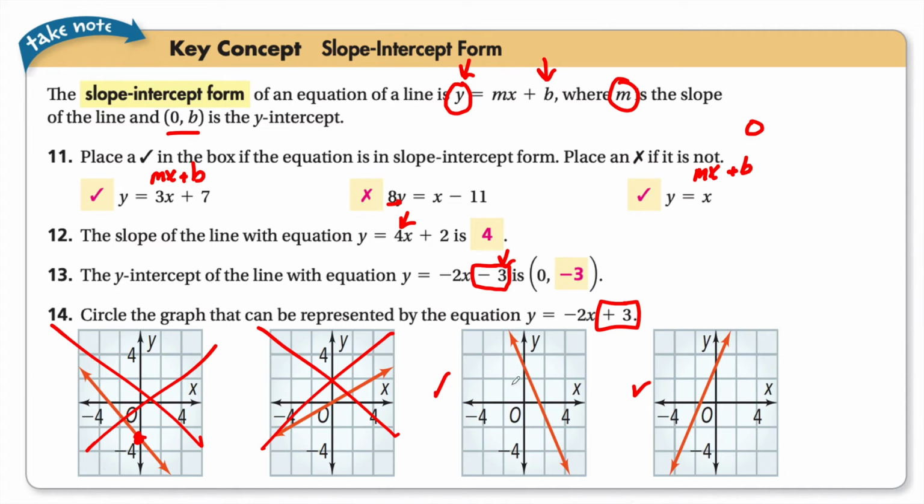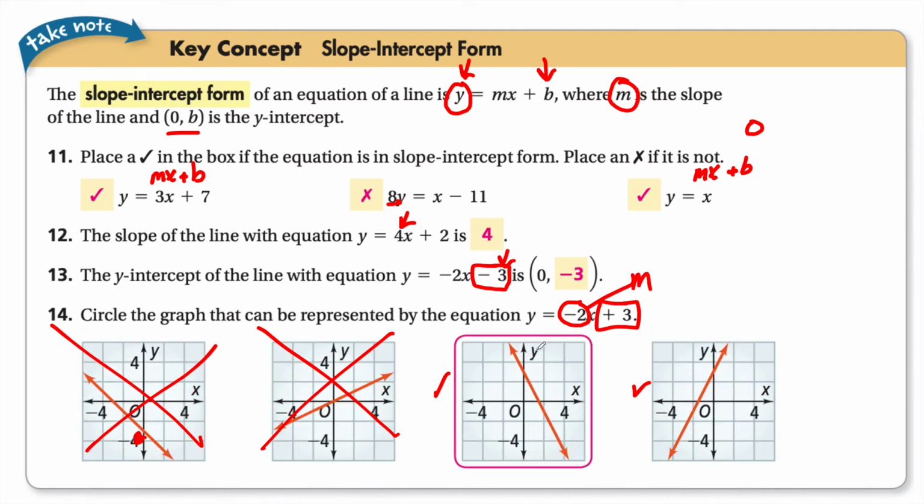So if we take a look at the third graph, we can see that this is going in a downward slope. Well, if we have a negative slope or a negative number in for the m value, we know that it must be going downwards. So this right here, the third graph should in fact be the correct answer.